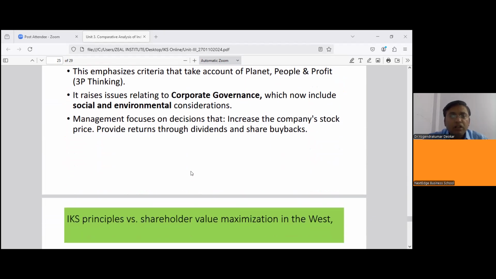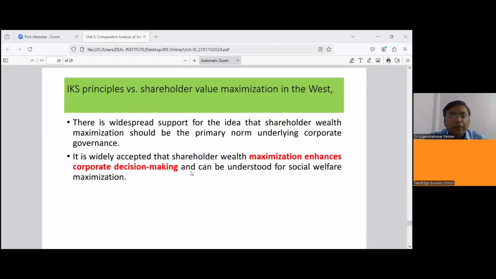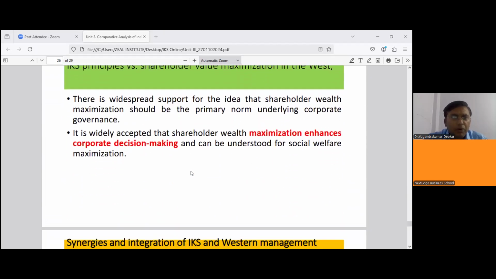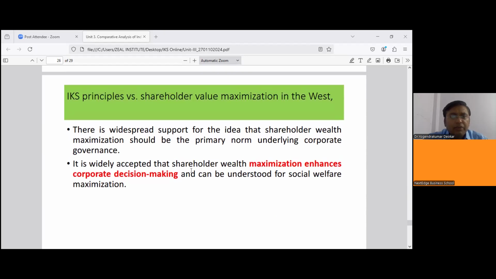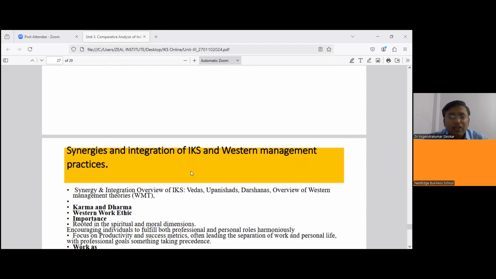Corporate governance concept is also very much familiar. Along with that, now IKS principle versus shareholder value maximization. The very purpose of every company is to increase the shareholder value so that your company will be considered as a brand. So for that, what is required? Decision making for enhancing their profit. So that is a very typical Western approach.